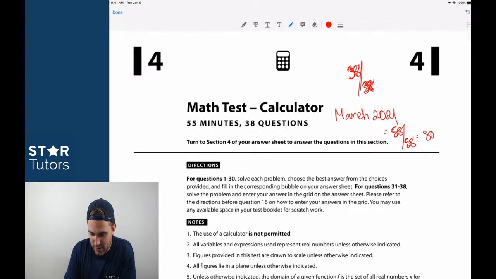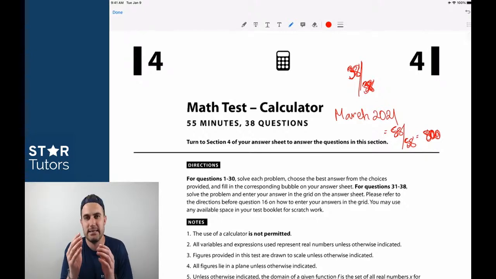Okay, so again, what I want to show you guys is that you don't have to overestimate this test. Okay, I was talking a lot through that.